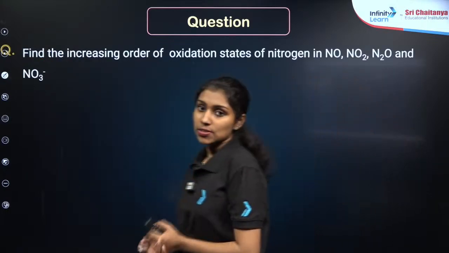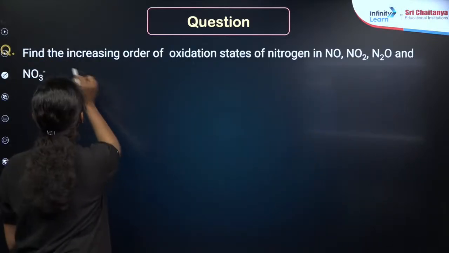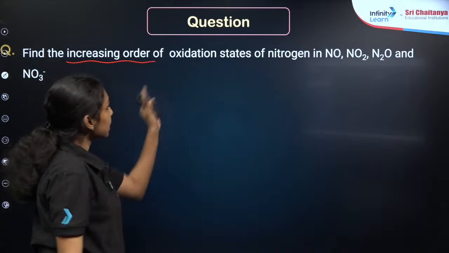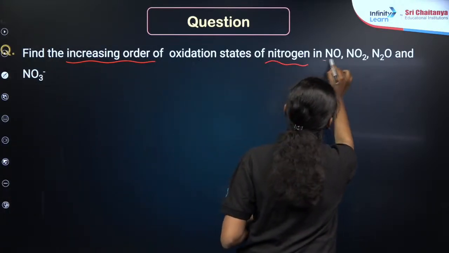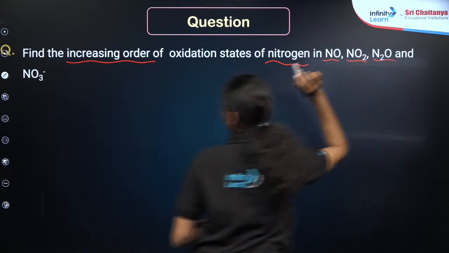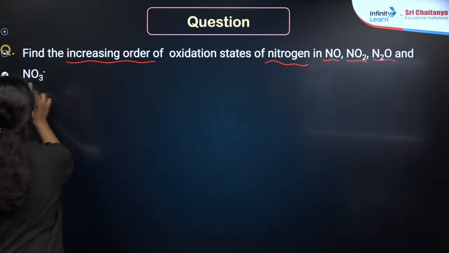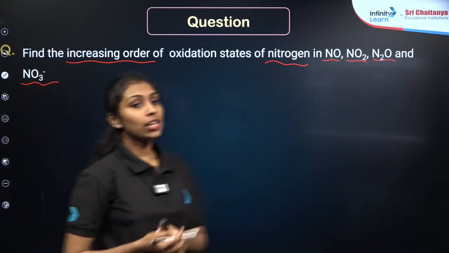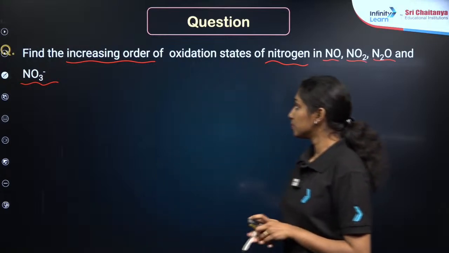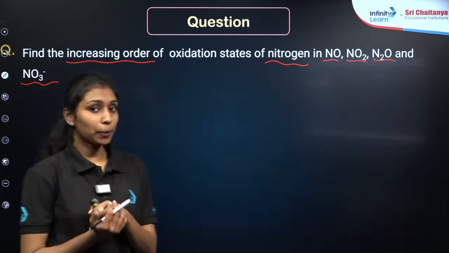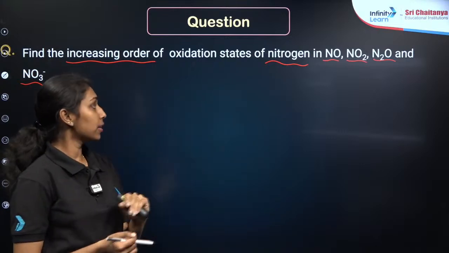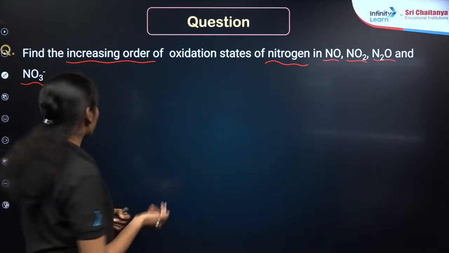Then the next question is find out the increasing order of oxidation states of nitrogen in these compounds. Compounds are given as NO, NO2, N2O and NO3 minus. Find out the increasing order. First you have to calculate the oxidation number of nitrogen in these particular compounds, then find out the increasing order.